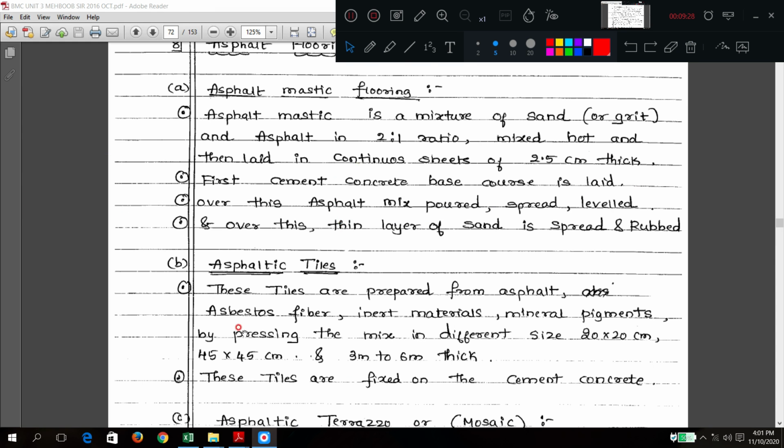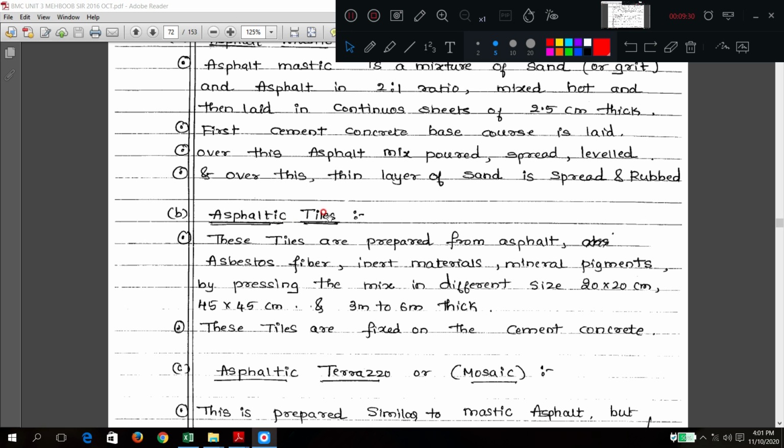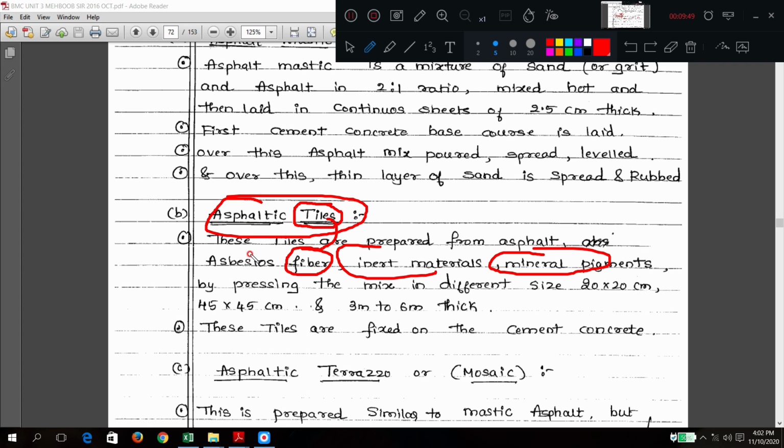Next is what? In the same one, if that is used in the form of tiles, we call it asphaltic tiles. So what will the tiles contain? Asbestos fiber, inert materials, mineral pigments. Don't worry about remembering all these things. You just remember asphalt tiles will contain asbestos material.